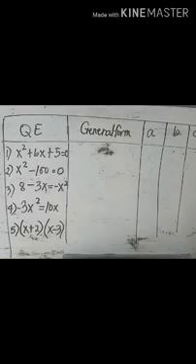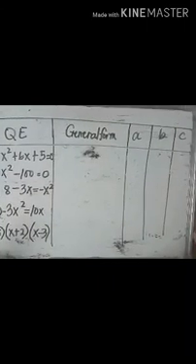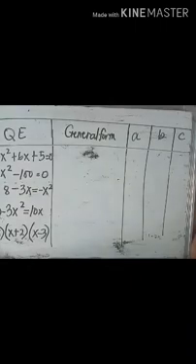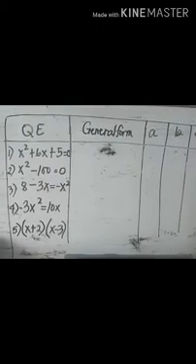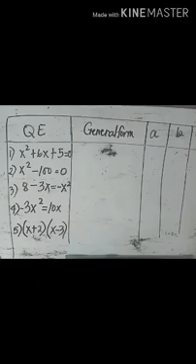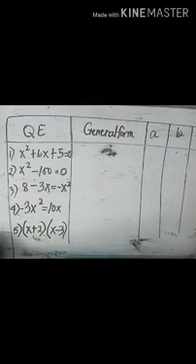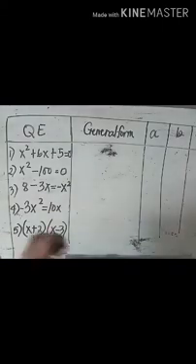We have here 5 examples of quadratic equations. We will transform each into general form, then find the values of a, b, and c. And take note, in finding the values of a, b, and c, the quadratic equation must be in general form. Let's proceed to example number 1. As we observe, it is already in general form, so we will copy it.